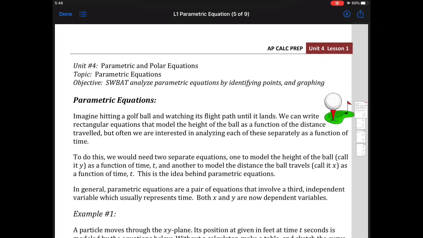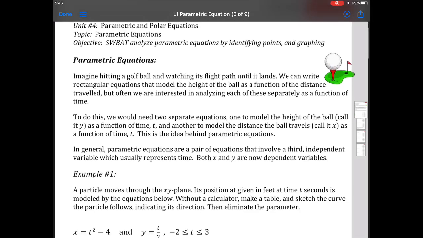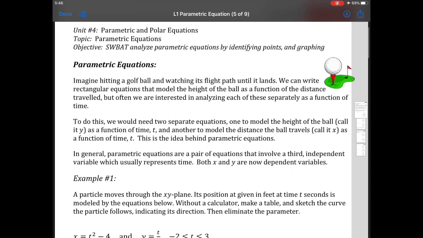Hey guys, welcome to Unit 4. Today we're going to get started with Lesson 1, Parametric Equations. I want you to pause the video and read all this and then we will analyze it.